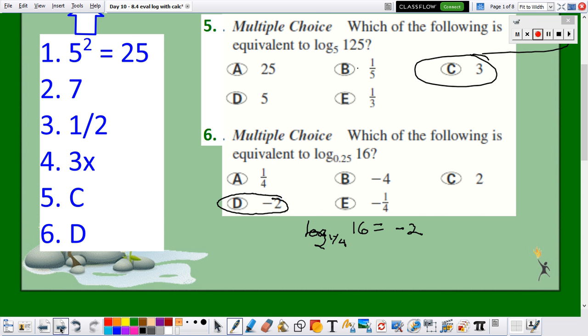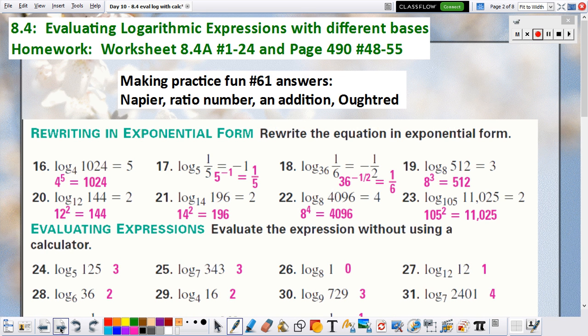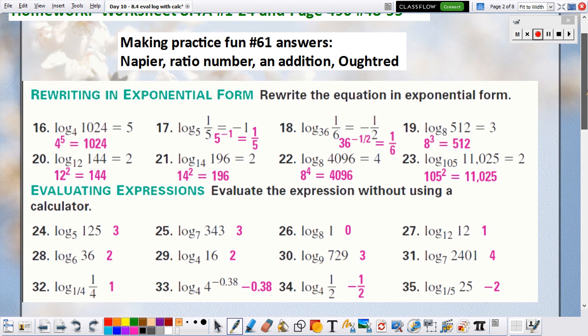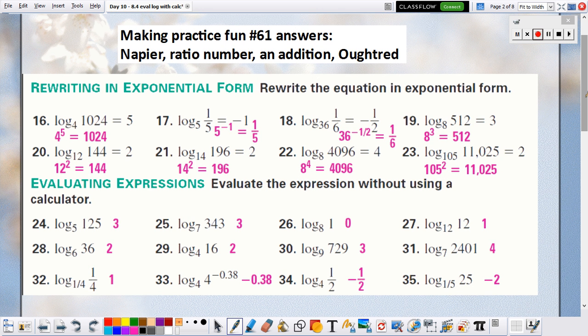All right, here are the answers to last night's homework. Pause the video, take a look at them, make sure you are okay, make a note of any questions you may have. And I would say, because we have a half day tomorrow, that lunch is probably going to be the best time to ask homework questions.